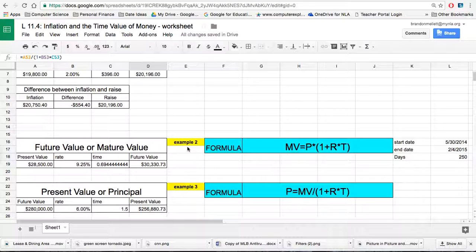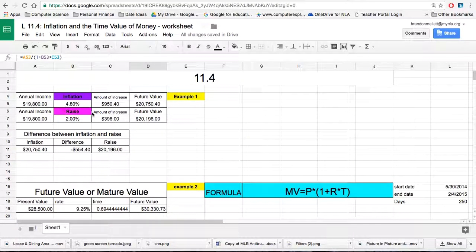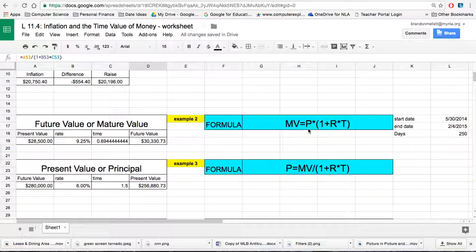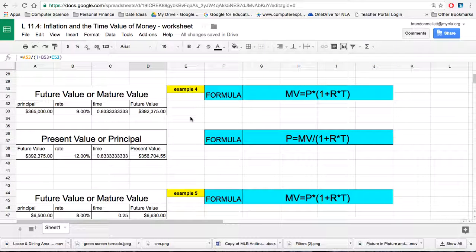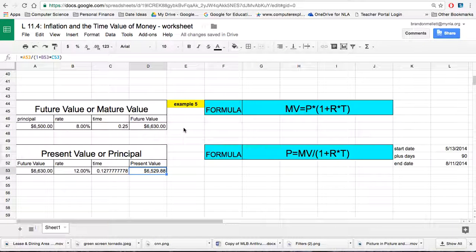So again, in this lesson, we talked about inflation, how to do a comparison. We looked at how to find the future value, which is also called maturity value, and present value, which is called principal. Then we went through a two-step process of how a bank can sell off their loan to an investment company, how to calculate that, and then we looked at how to find the value of a loan in the middle of its time frame. So this is lesson 11.4. If there's any questions, please let me know.